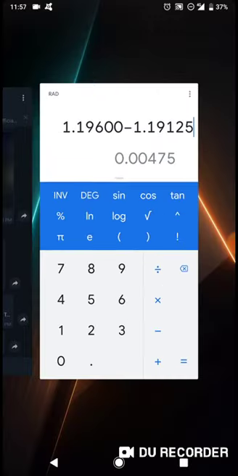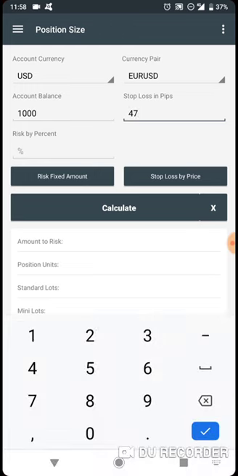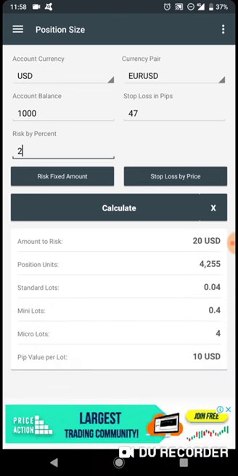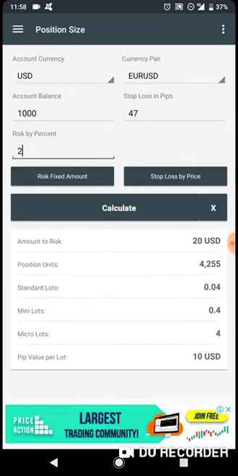That's 47 pips. So if I had a $1,000 account and I entered 47 pips here, and I'm risking 2%, what this means is that if I want to enter this particular trade on a $1,000 account with a 2% risk, I will be using the lot size of 0.04. Always look at the standard lots. Forget about every other figure you're seeing there. Always look at the standard lots on the 0.04. So if I'm going to open a trade, this is what I'm going to use as my lot size.